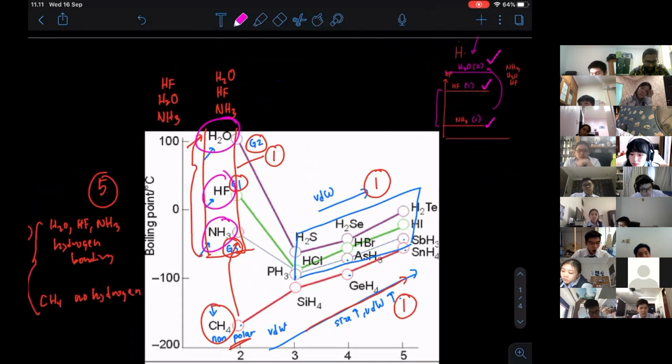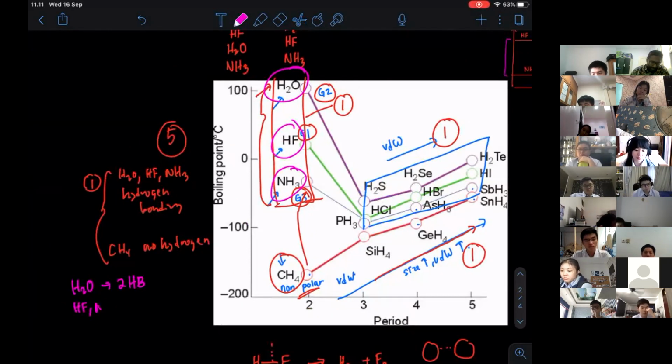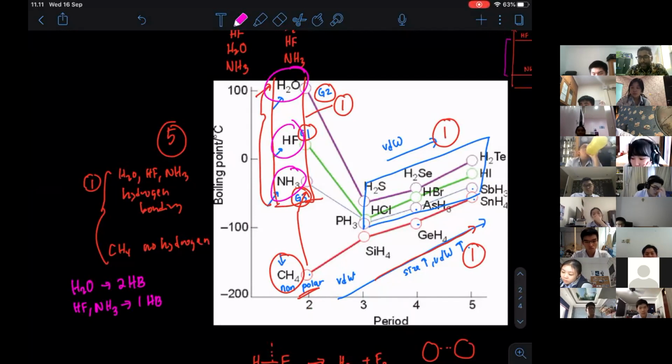So what is the other point? Water forms two hydrogen bonds per molecule, therefore it is the highest. Compared to HF and ammonia, which individually form one hydrogen bond, HF has a stronger hydrogen bond because of the stronger electronegativity of F. Therefore, the sequence will follow this. So that explains the 5 points.